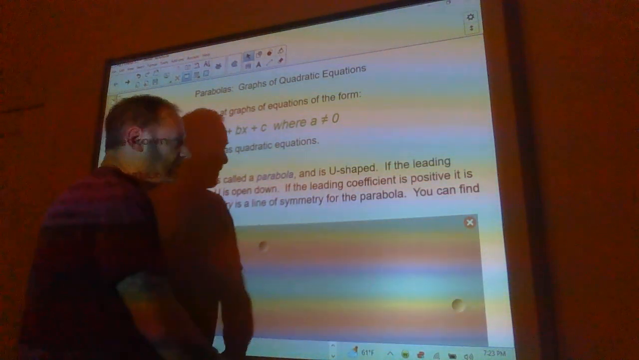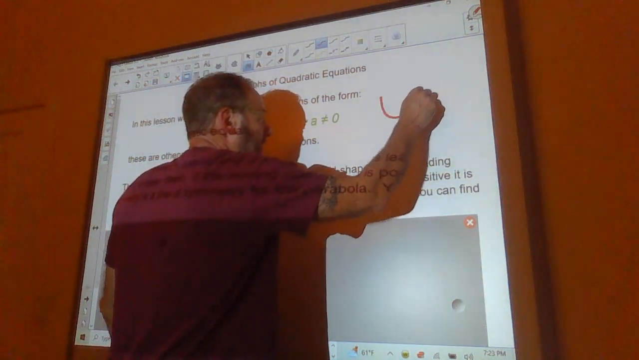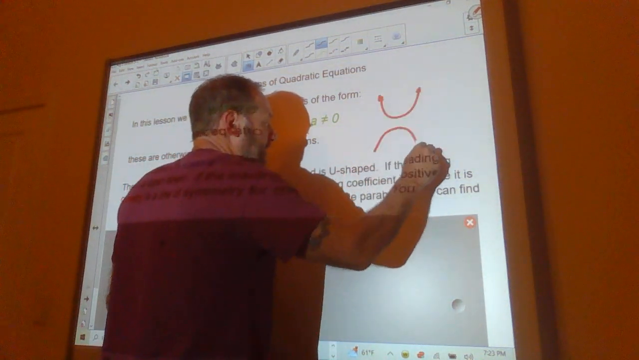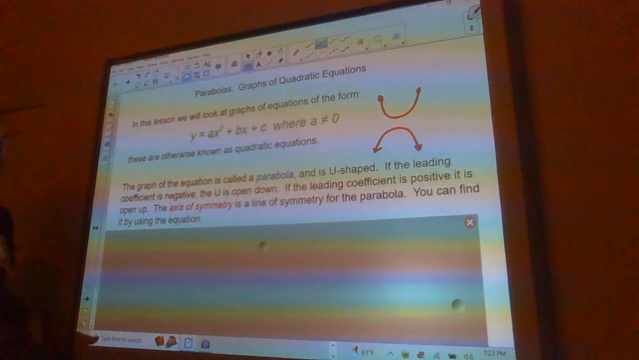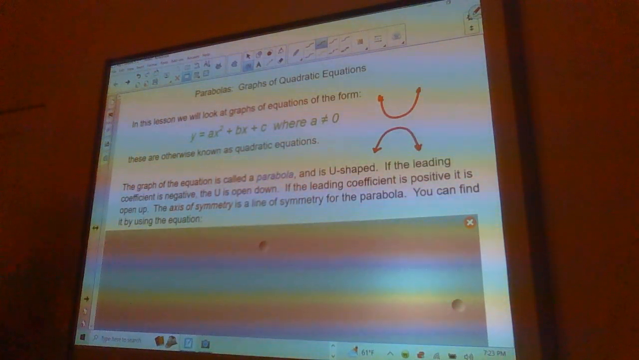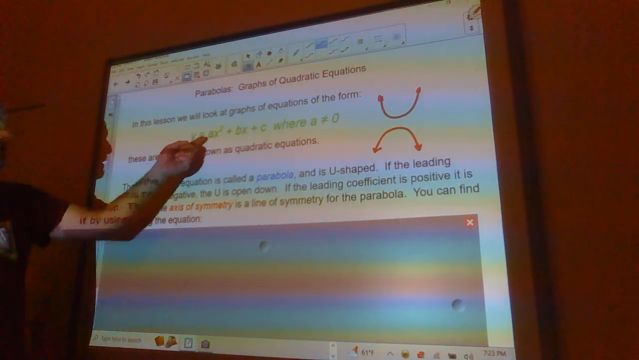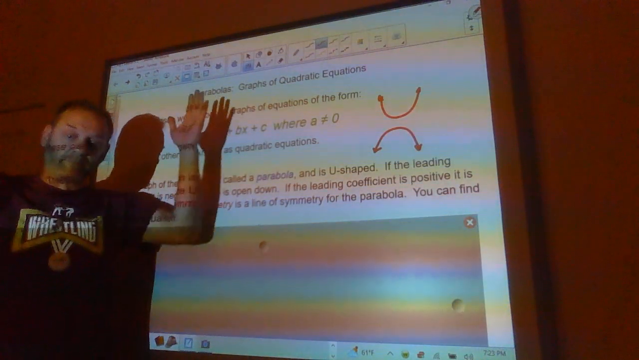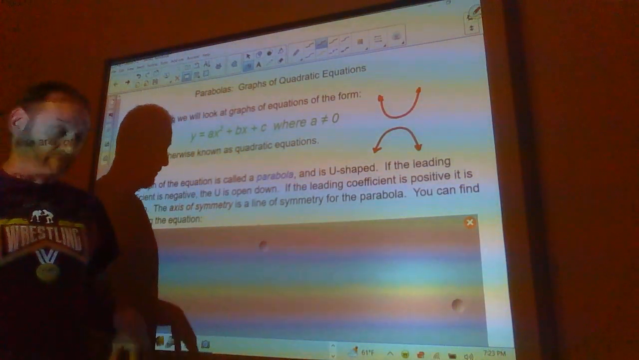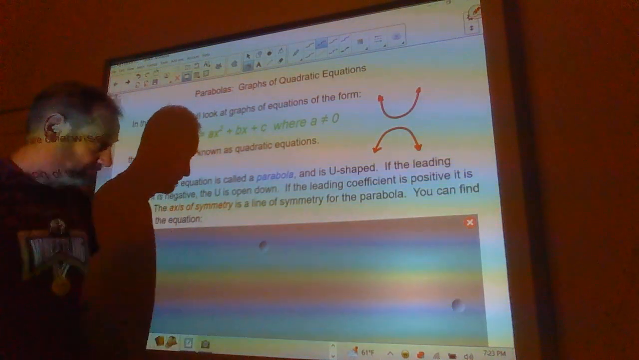They're all going to look either like this or like this. One of those two types of things. And they can be wider, or they can be narrower. Doesn't really matter. If the leading coefficient is positive, so the leading coefficient is the a, the number in front of the x squared, then it opens up. If that leading coefficient is negative, it's going to open down.